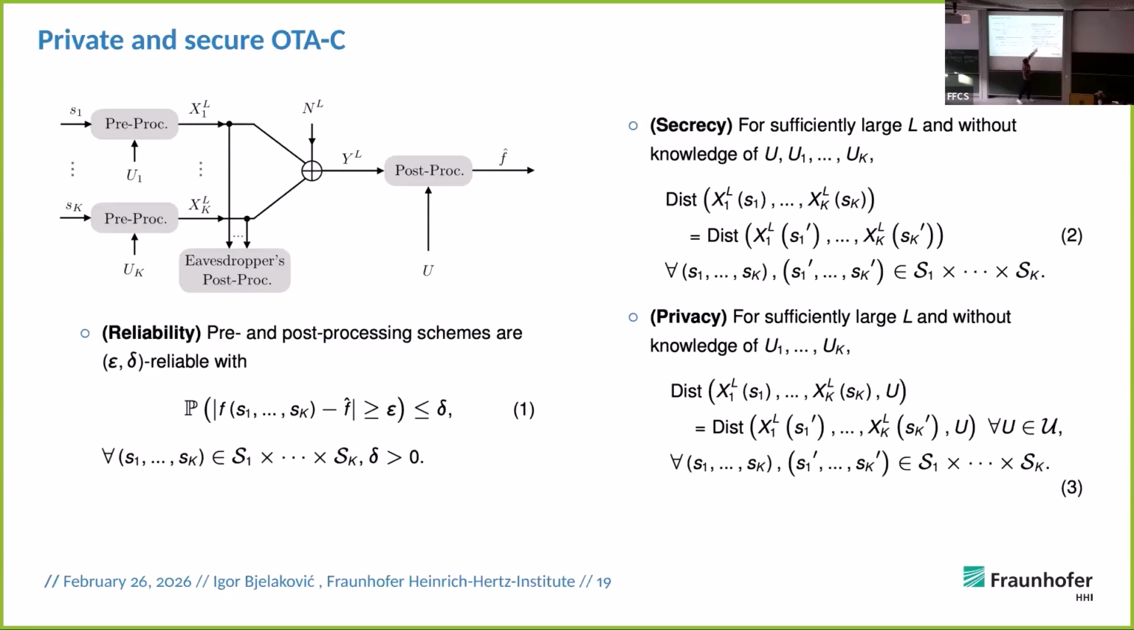If you only have this U and you consider the distribution of your inputs, then they don't depend on the input data. And for the secrecy, that's this bad guy here, even if we give him or her the data without noise, if he or she doesn't have this U and U1 to UK, then the distributions don't depend on the data. So these are the definitions. How do we do this?